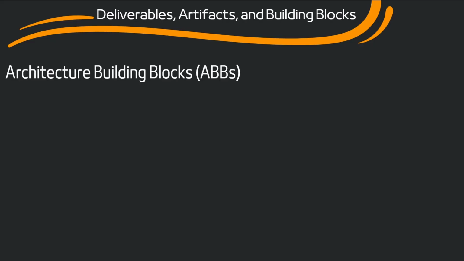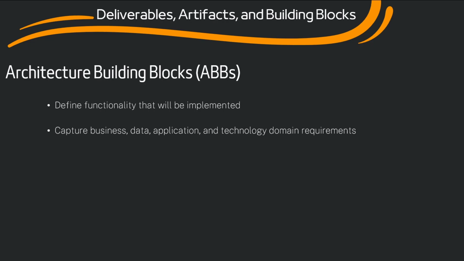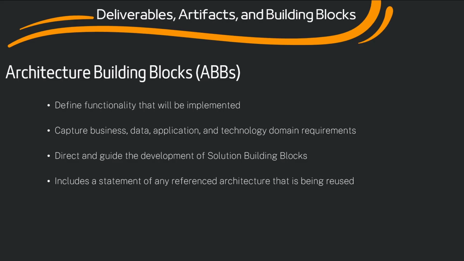Architecture building blocks. One type of building block is an architecture building block. Architecture building blocks, or ABBs, define functionality that will be implemented. They capture business, data, application, and technology domain requirements. They direct and guide the development of solution building blocks, or SBBs. It also includes a statement of any reference architecture that is being reused.